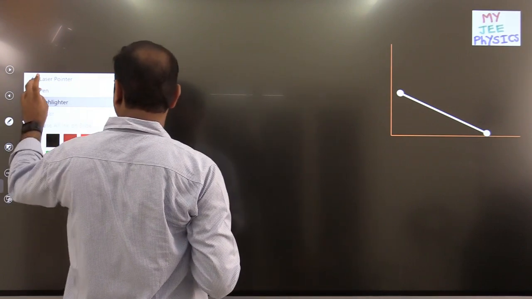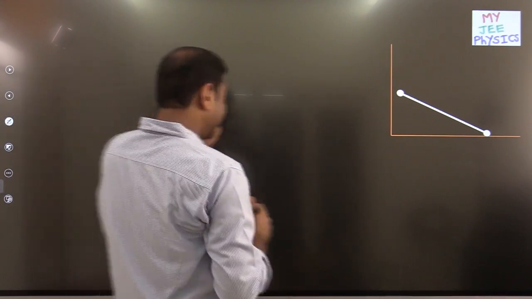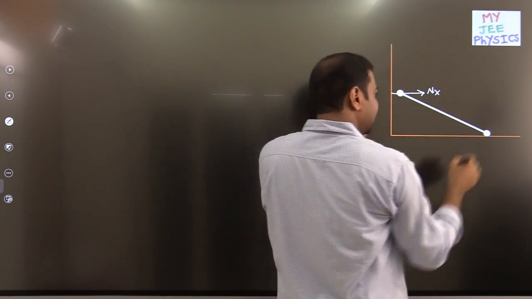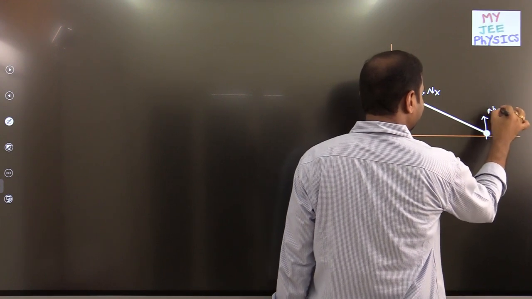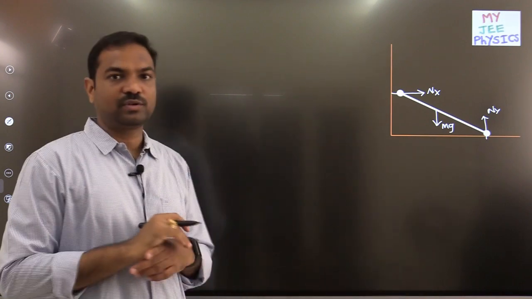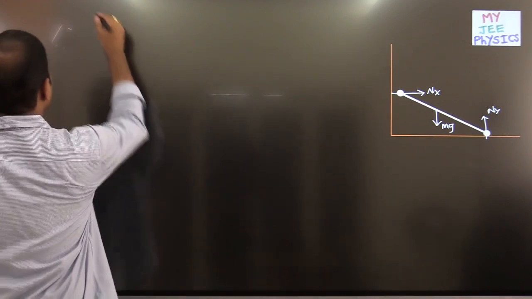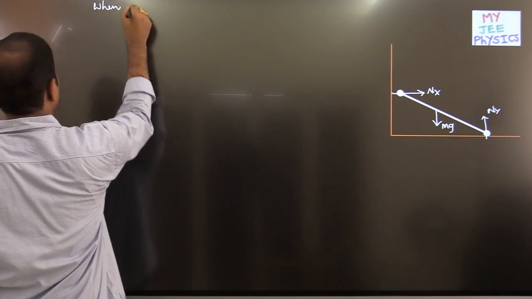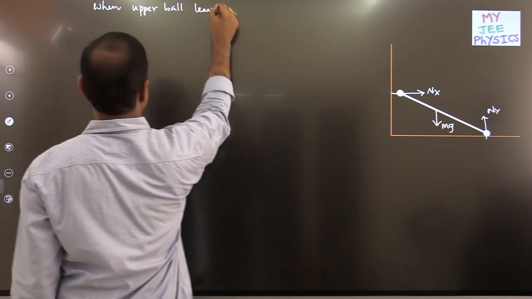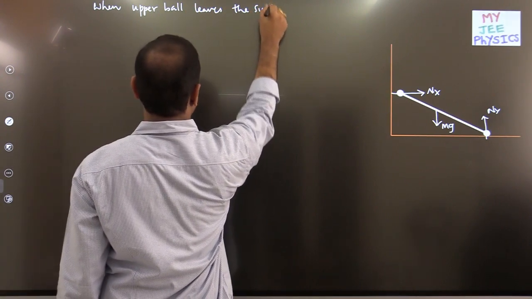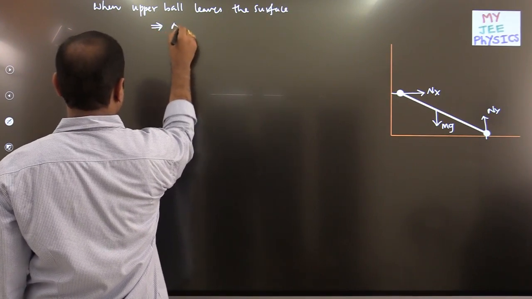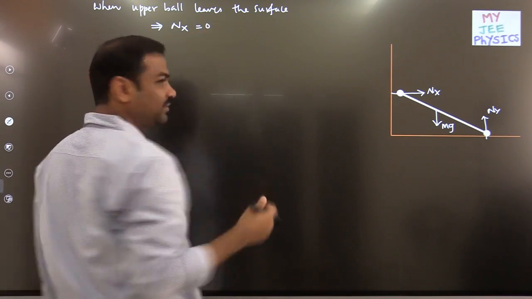So when the upper ball will leave the wall, suppose I am taking this as normal reaction Nx, here normal reaction I am taking as Ny, and here I am taking weight mg. So these are the forces I have taken. When the upper ball leaves the surface, normal reaction has to be 0. Am I right? So which normal reaction has to be 0? This is the important concept of the question. If you understand this logic, then the question is solved.